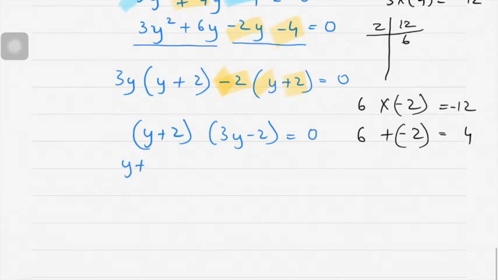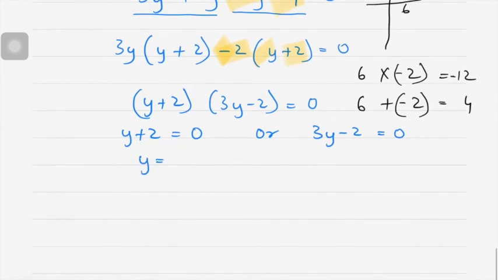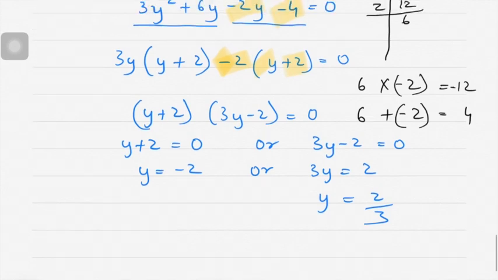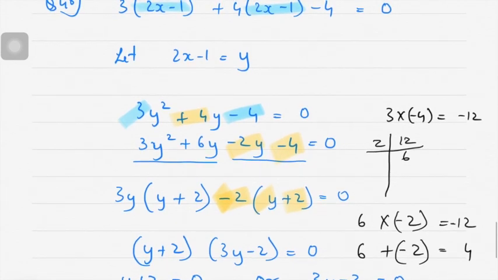So y plus 2 into 3y minus 2 is equal to 0. Y plus 2 is equal to 0 or 3y minus 2 is equal to 0. Y is equal to minus 2 or 3y is equal to 2, so y is equal to 2 by 3. Now you have found y is equal to 2 by 3 or y is equal to minus 2, correct?